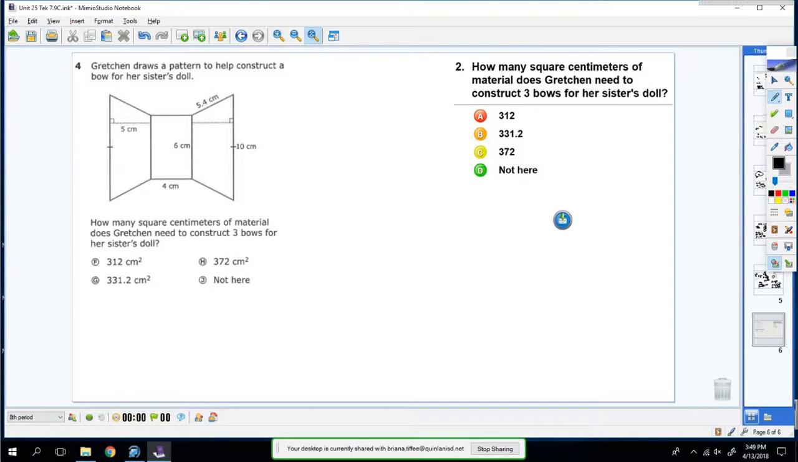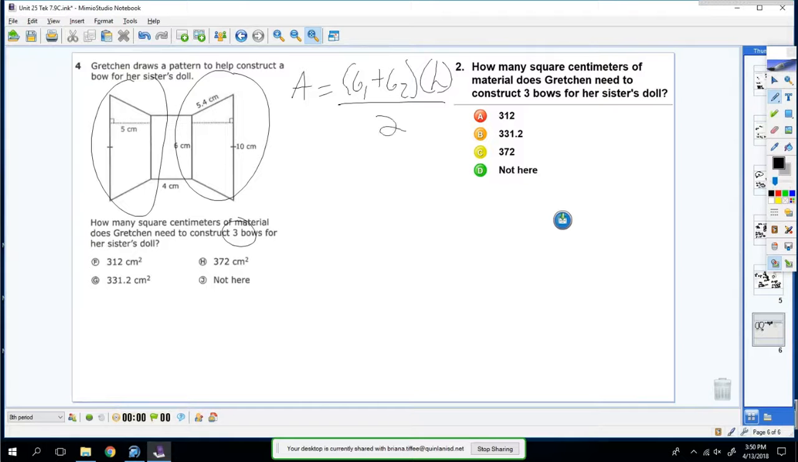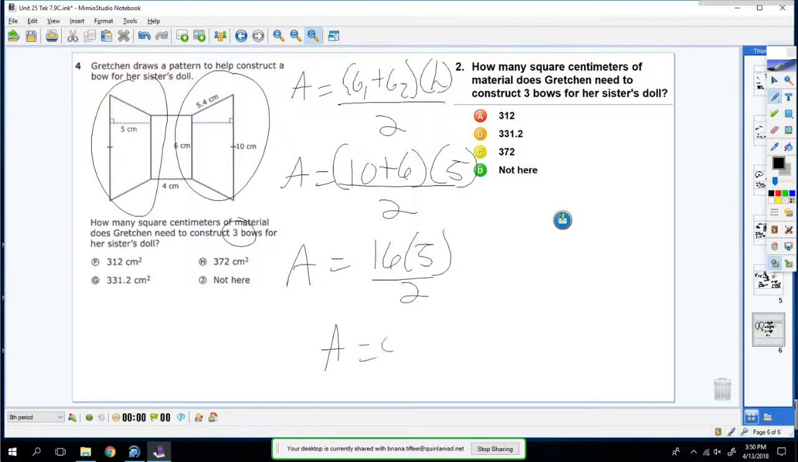Gretchen draws a pattern to help construct a bow for her sister's doll. How many square centimeters of materials does she need to construct the bows for her sister's dolls? So first off, she's going to construct 3 bows. So you need to find the area of 1 bow and then multiply it by 3. Well, this shape and this shape are both trapezoids. So the way you find the area of a trapezoid is you do base 1 plus base 2 times the height divided by 2. So base 1 is 10, base 2 is 6, and the height's 5, and you divide by 2. 10 plus 6 is 16, times 5 divided by 2 is 40.